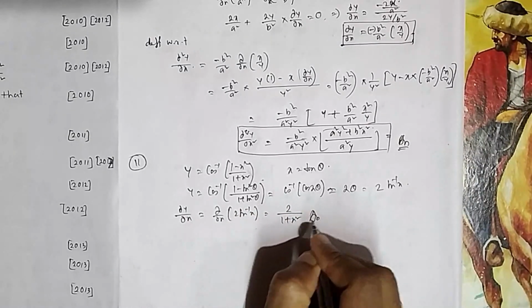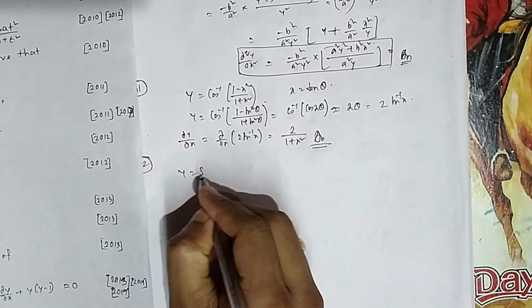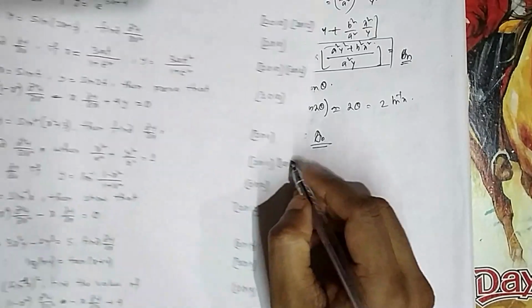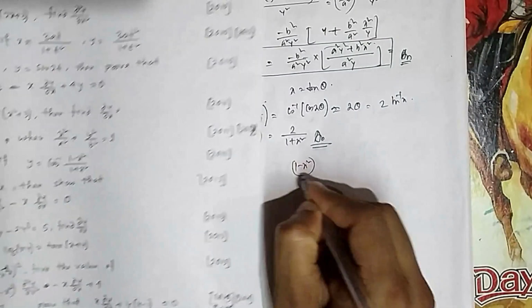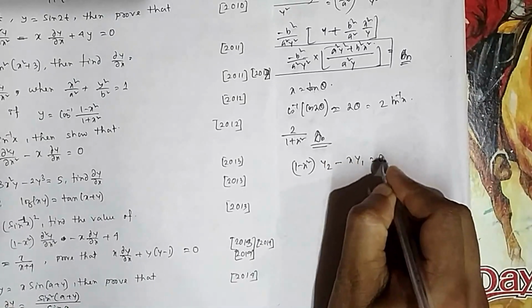So this is your answer. Now if you come to question number 12, if y is equal to sin inverse x, then you have to show this one. So to show this one, this is given and you have to show (1 minus x square) d square y by dx square, I am writing y2, minus x y1 is equal to 0.